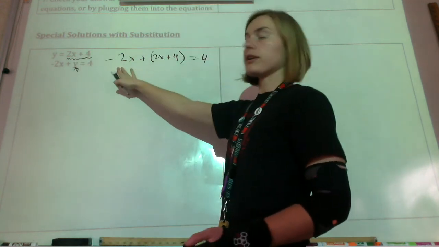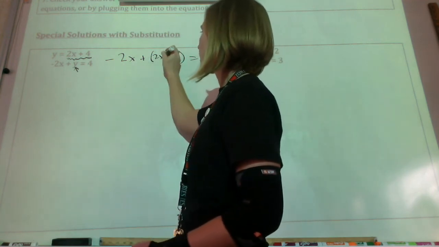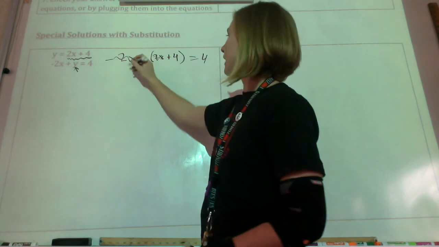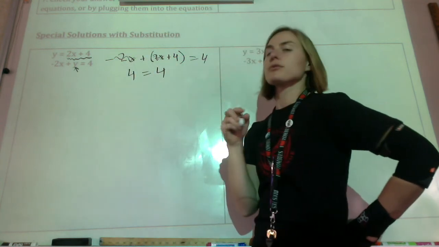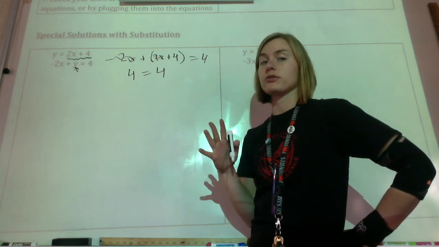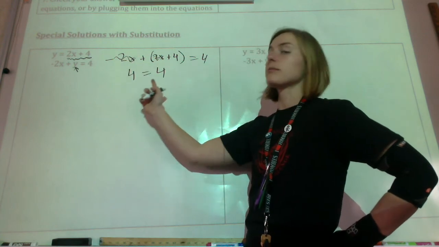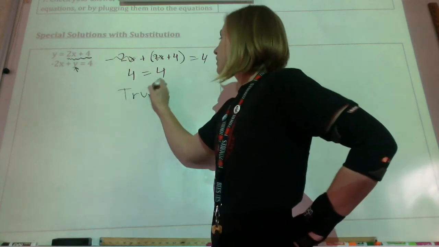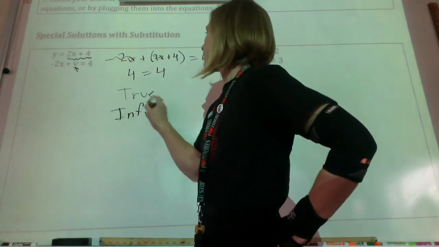Then I just solve for x. Well, we have a -2x plus 2x. Those cancel out, and I end up with 4 equals 4. This seems really similar to what we learned with linear equations of what the special solutions also look like. We had the variables cancel out, and we end up with something true. Now, if we end up with something true, then it's an infinite solution.